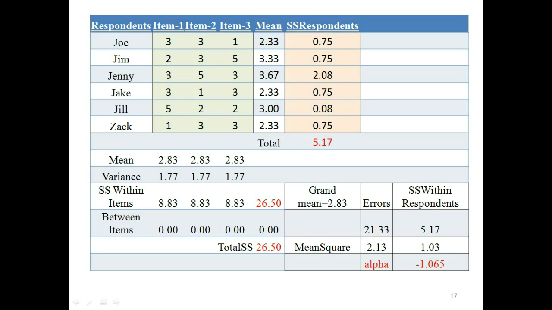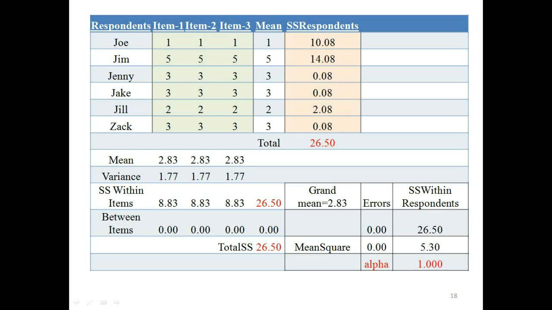But we could have a situation where the item means differed, but the variances remain the same. That would introduce a confounding element, as it would inflate the total variance. That's why when calculating alpha, between item errors are ignored. To illustrate this, let's take a look at perfect consistency again. Now keep your eye on the last 3 columns of the table.